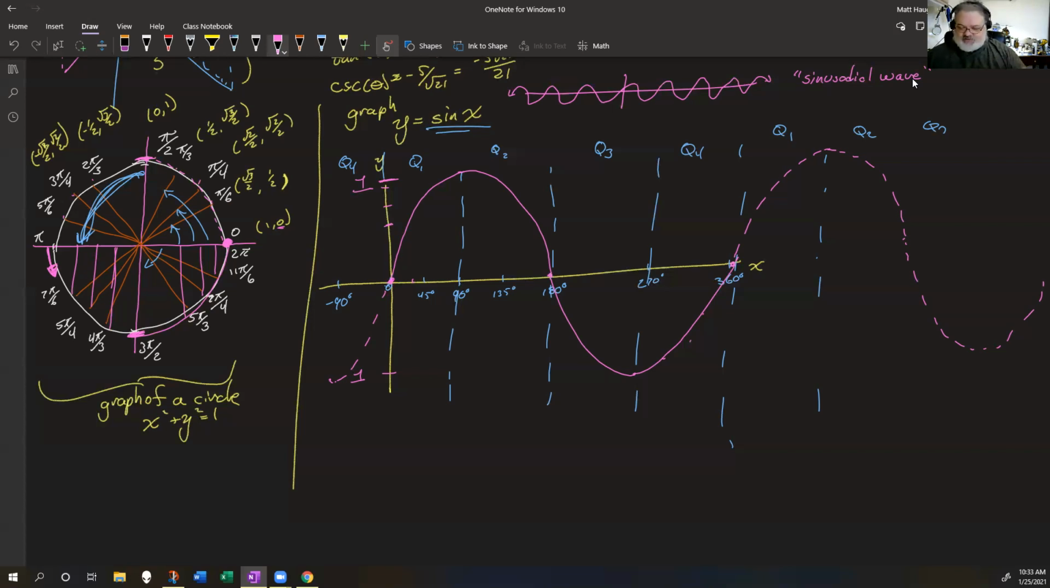Heck, even sales of sweaters go up in the winter and then down in the spring, and it's really low in the summer and then up in the fall. Sales of sweaters have a sinusoidal waveform to them. We use it to model most things that oscillate nicely.